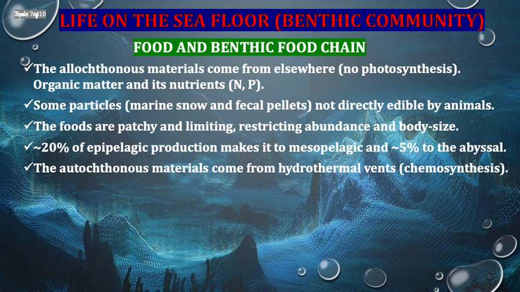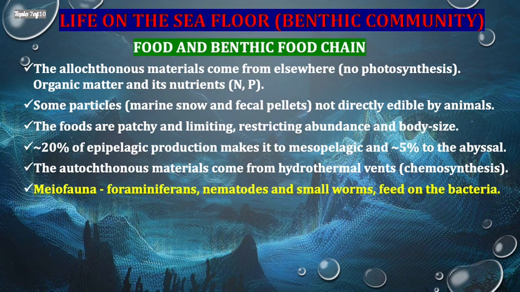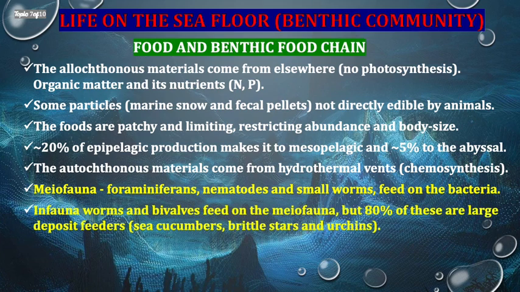Okay, so another way food arrives in the benthic community is in the form of autochthonous material that comes from hydrothermal events. This is the result of chemosynthetic activities by the bacteria that live there. The meiofauna composition here are the foraminiferans, nematodes, and small forms that feed on bacteria and the sediment. And of course, the first trophic level, the primary producers of the benthic community, are the bacteria, and the foraminiferans, nematodes, and small worms feed on that bacteria.